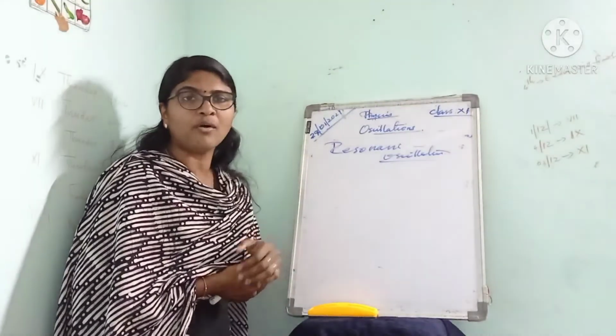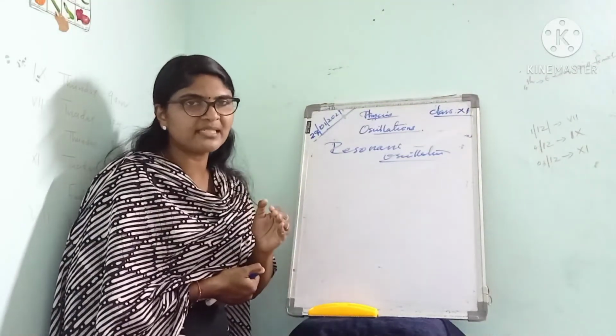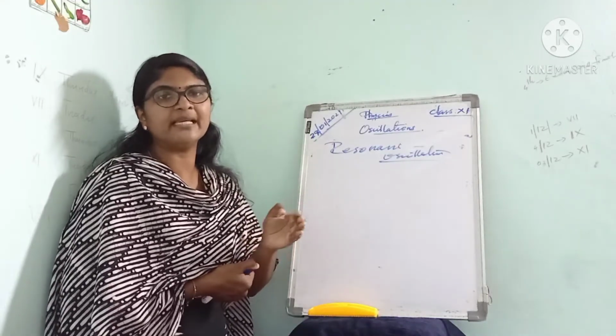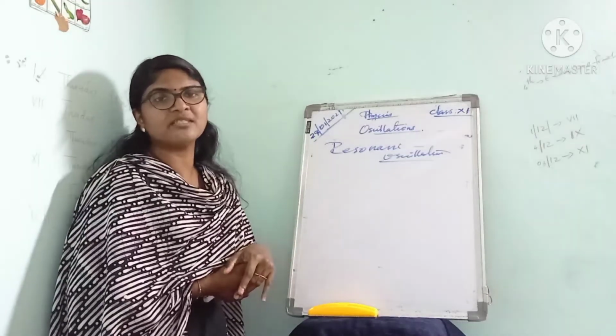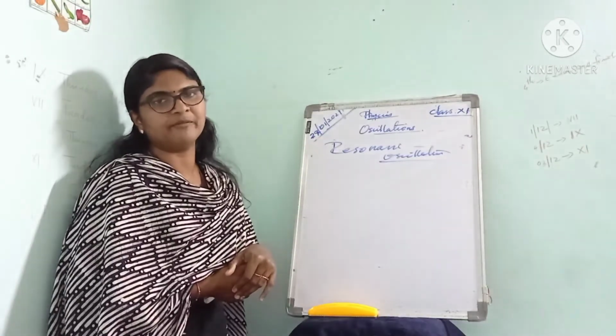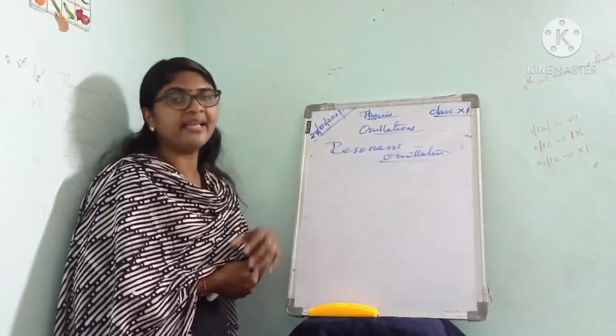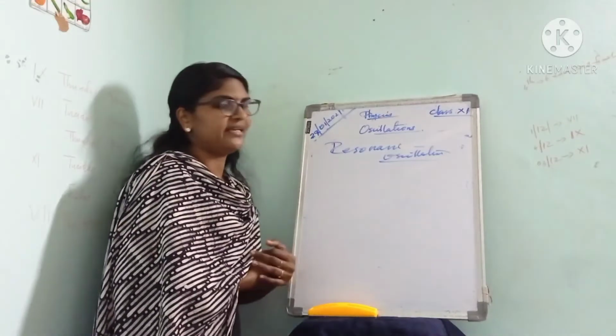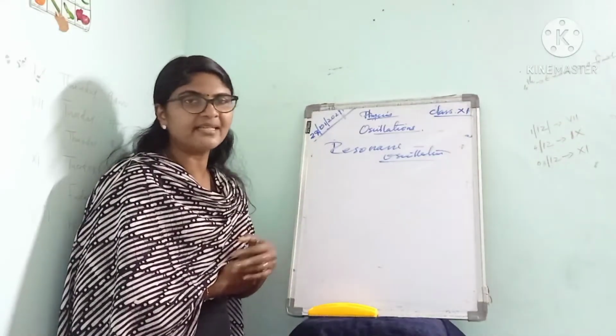Resonant oscillations are a particular case of forced oscillations in which the frequency of the driving force is equal to the natural frequency of the oscillator itself, and the amplitude becomes very large. This type of oscillation is called resonant oscillations. Okay, children, that is about resonant oscillations.